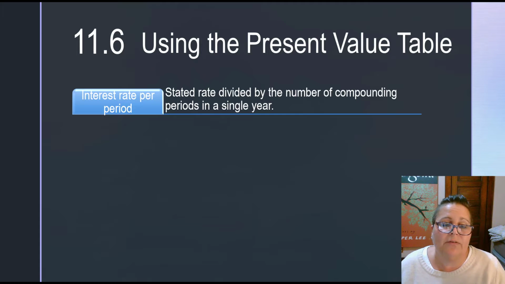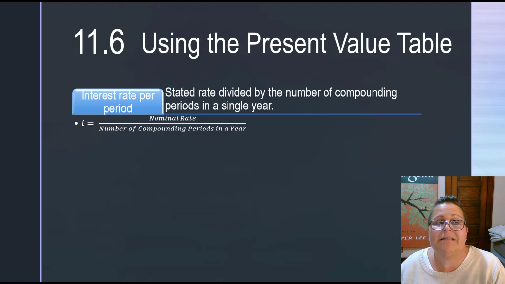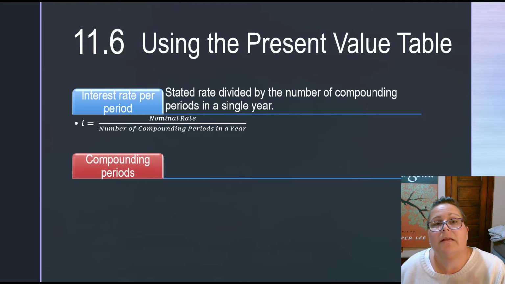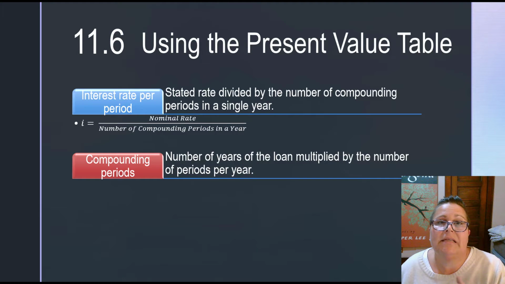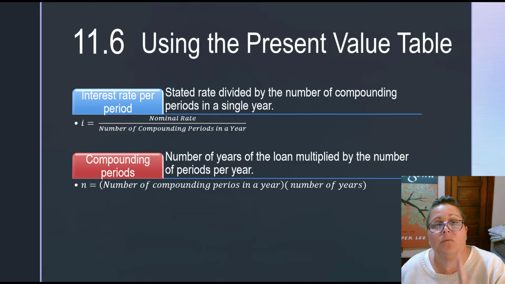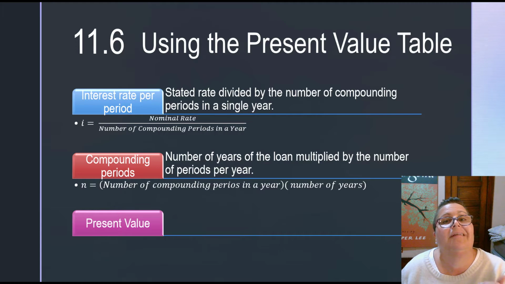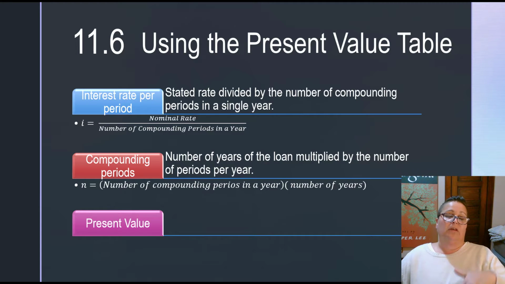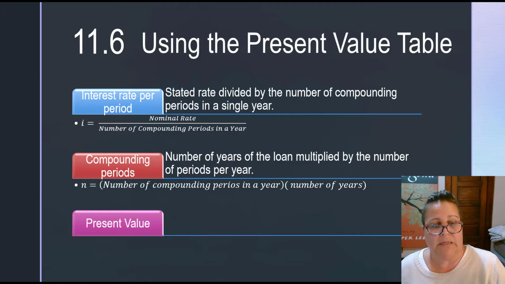The formula, if you would prefer that, once again, is the nominal rate divided by the number of compounding periods in a single year. The number of compounding periods is the number of times we've stopped and added interest into your loan over the course of a year. And the total number of compounding periods is going to be the compounding periods in 1 year times the number of years. So the number of compounding periods in a single year multiplied by the number of years you have until the loan is complete.